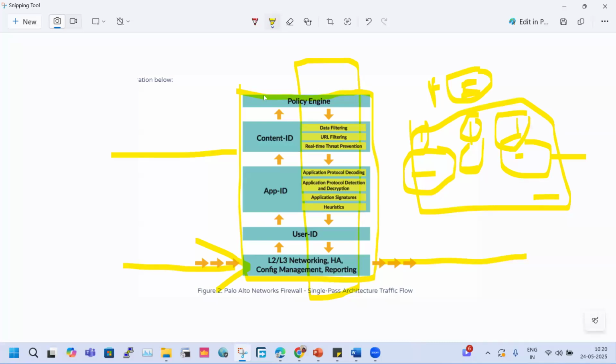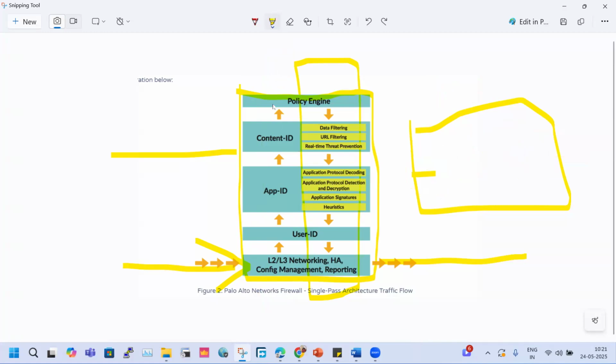But in case of your Palo Alto firewall, it will take a single processing architecture. In single processing architecture, it will do all these checks in one go. So here it will only take 1 second to do all these types of checks. You mean to say every transaction will be processed simultaneously? Yes, it will do all the checks simultaneously, in one go.